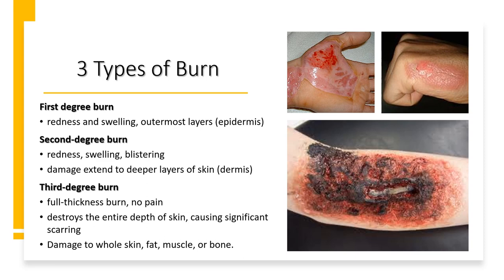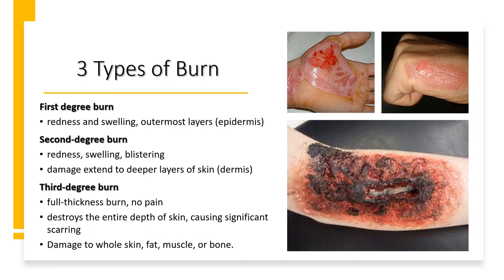The third degree burns are what they call full thickness burns, and there's no pain here because the nerves actually have been damaged and there isn't any pain at all, but you can see that this burn is charred, it's black, and there's a complete death to a lot of the cells here. So it's full thickness, no pain, destroys the entire depth of the skin, causing significant scarring. There's damage to the whole skin, the fat, the muscle, possibly even the bone. So this is what we call a full thickness burn, a third degree burn.